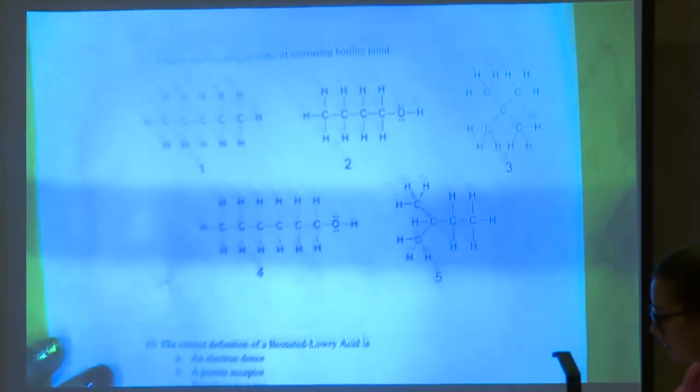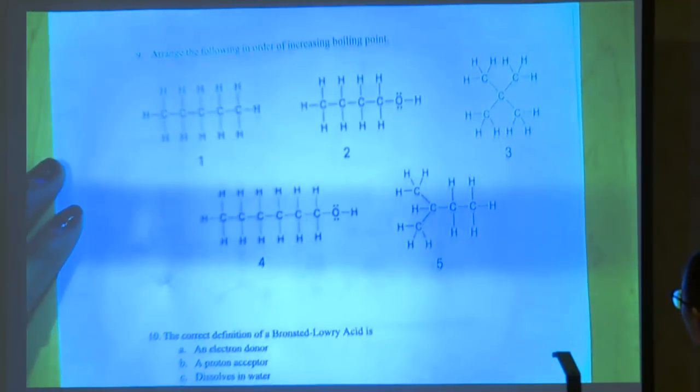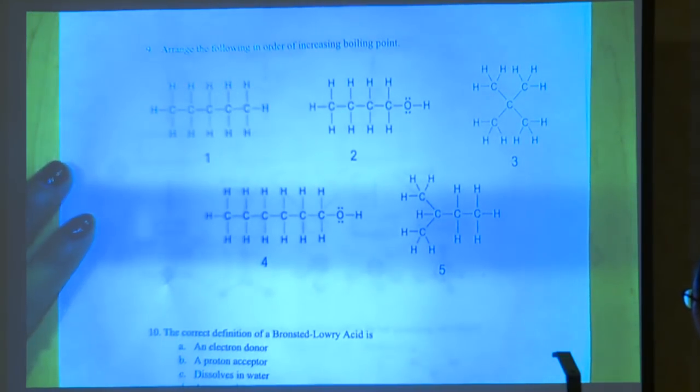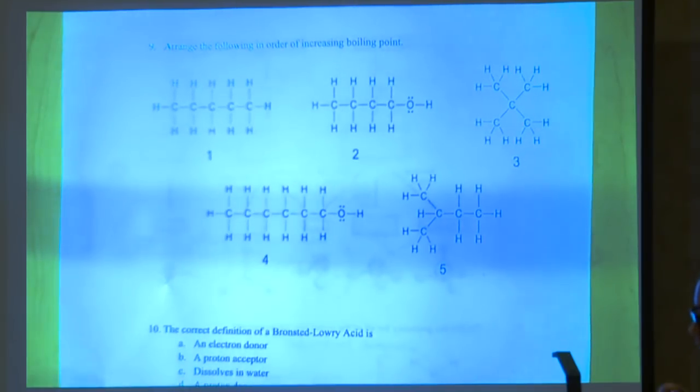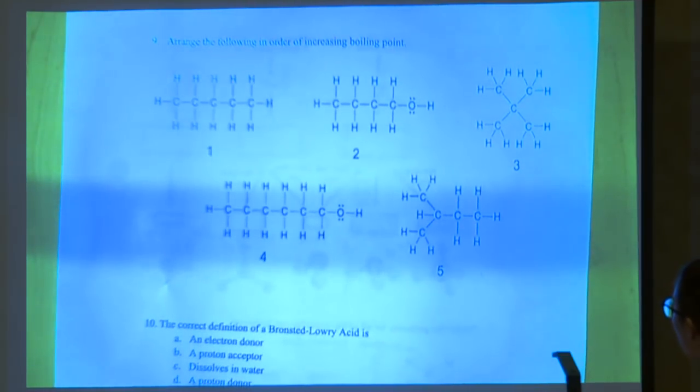Now arrange the following in order of increasing boiling point. What do we need to look at when determining? Okay, so we have hydrogen bonding. What else? Okay, size of the molecule. Branching or not. Okay, good. So based off of that, which has the weakest boiling point? 1? How come?